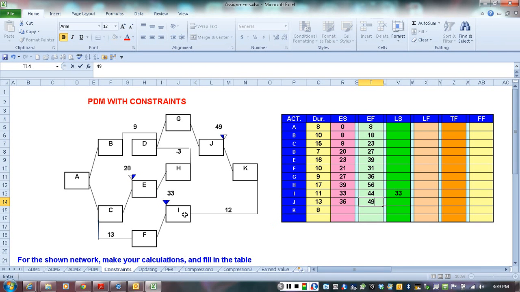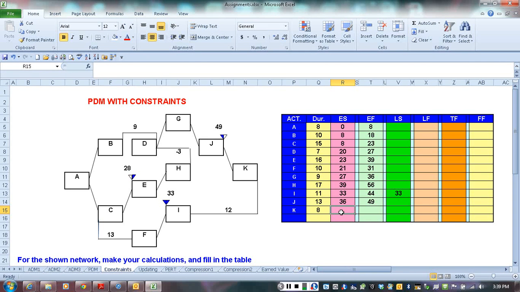We have either from the start we have 49 coming from J, or from the finish we have 44 plus 12, which is 56, coming to the end of K. The duration of K is 8 days, so 49 plus 8 is 57, which is going to be larger than the number coming from I, so J is going to be driving activity K.